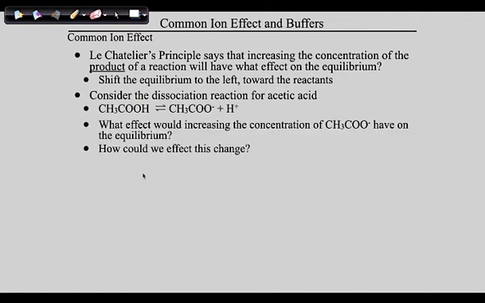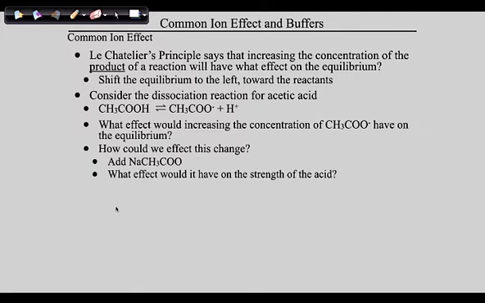Okay, so we just answered these 4 questions. So first of all, we understand that adding the acetate ion would shift the equilibrium to the left. We could do that by adding sodium acetate. This would decrease the strength of the acid and increase the pH. Are we good with those ideas?